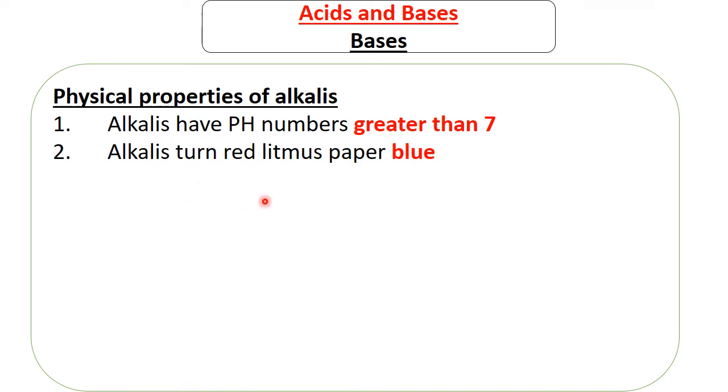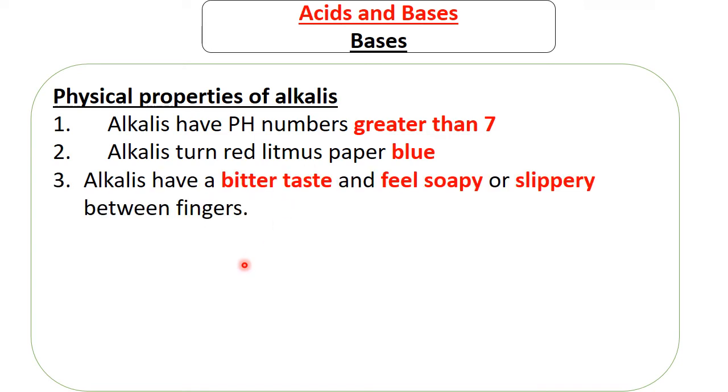Alkalis turn red litmus paper blue, while acids turn blue litmus paper red. Remember? Third, alkalis have a bitter taste, while acids have a sour taste. And also, alkalis feel soapy or slippery between fingers. They feel the way soap feels.